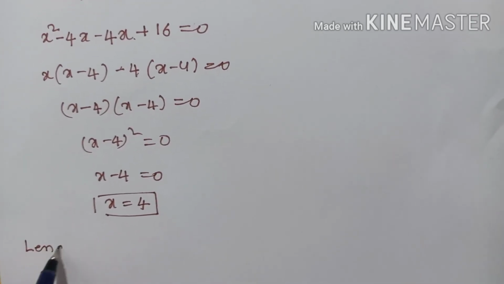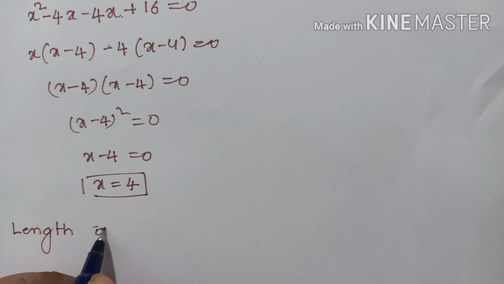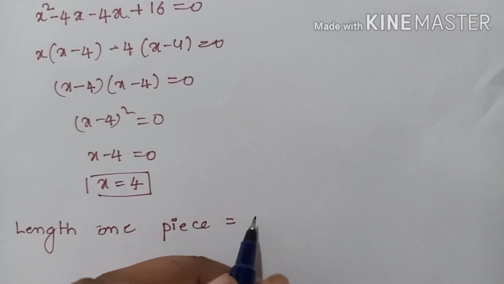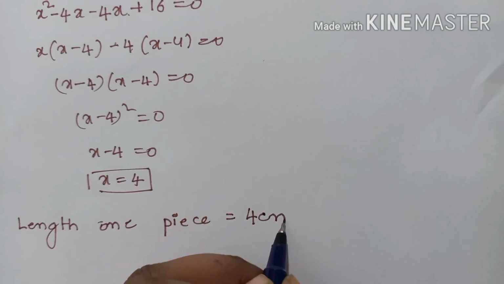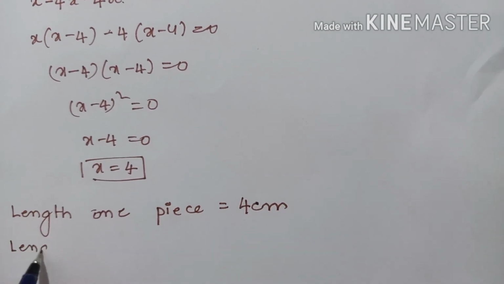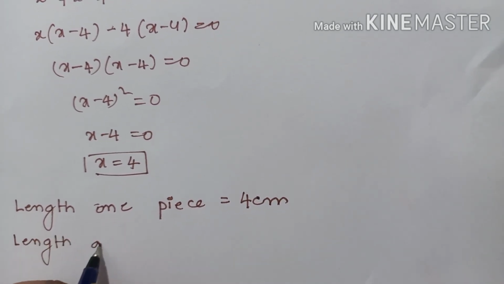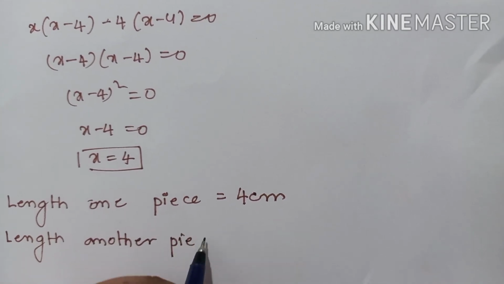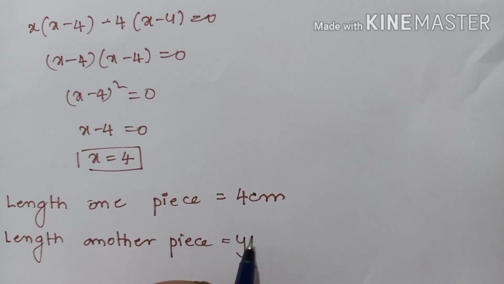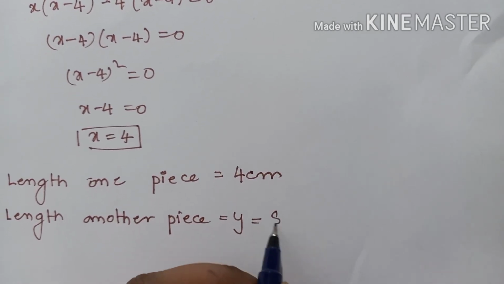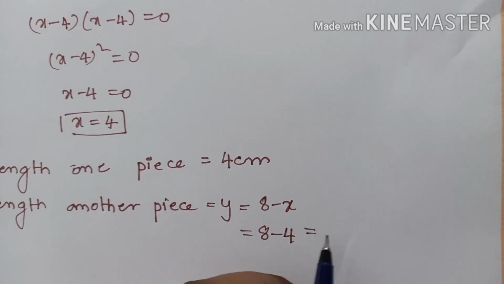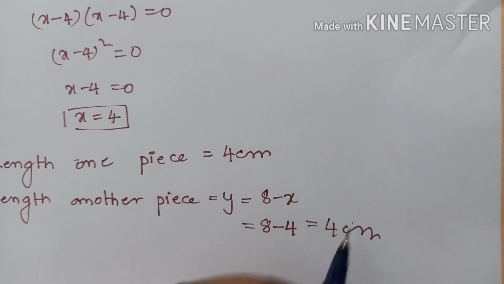So the length of one piece of wire is 4 centimeters, and the length of another piece of wire was y, and we know that y is 8 minus x, so that is 8 minus 4, which is 4 centimeters. So both of these are equal.